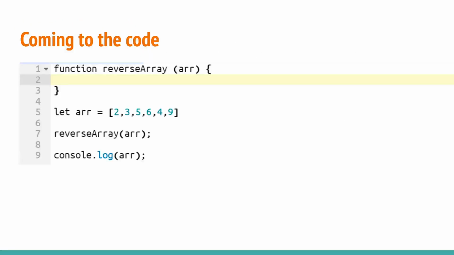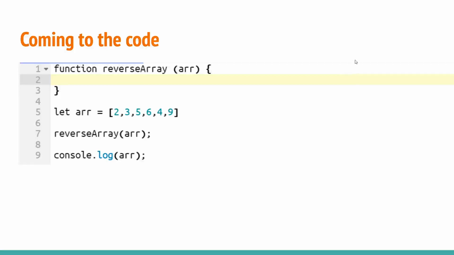Coming to the code itself, we'll start by writing a function named reverse array. We'll take the elements in a variable named arr. We'll call the function reverse array and we'll print out the array itself. Now we discussed that we needed two pointers, pointer I and pointer j, pointing at the beginning of the array and at the end of the array.